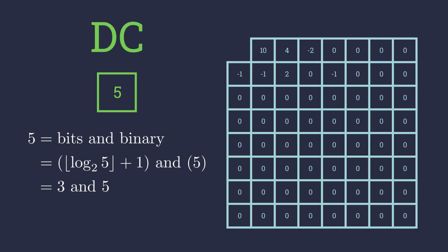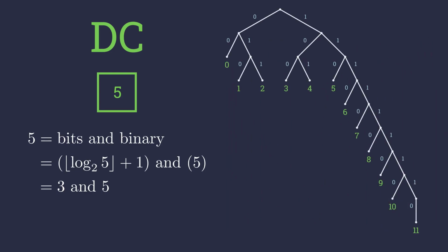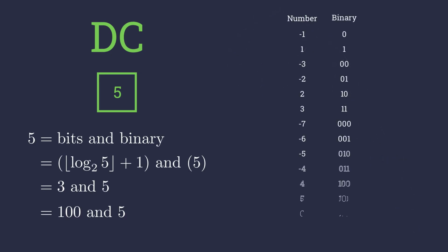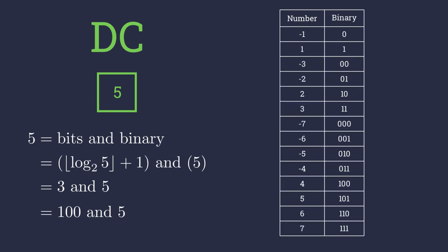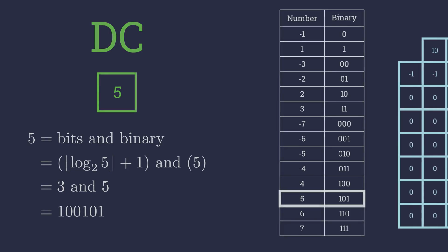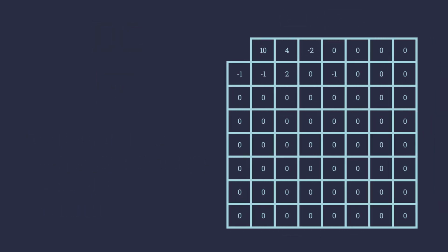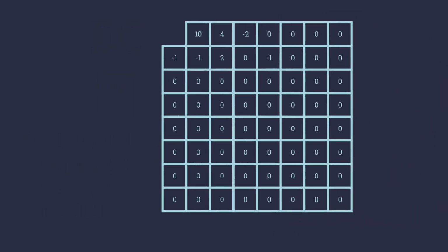A special Huffman table is provided to encode the DC bit lengths. So, using it, we convert the bit length into its representation, giving us 100. Next, we convert 5 into binary using the special binary method we discussed in the last video. The final encoding for DC coefficient 5 is 100-101. Let's move on to the AC coefficients.